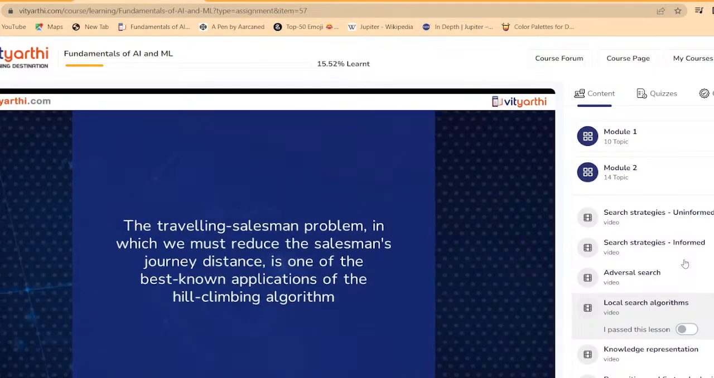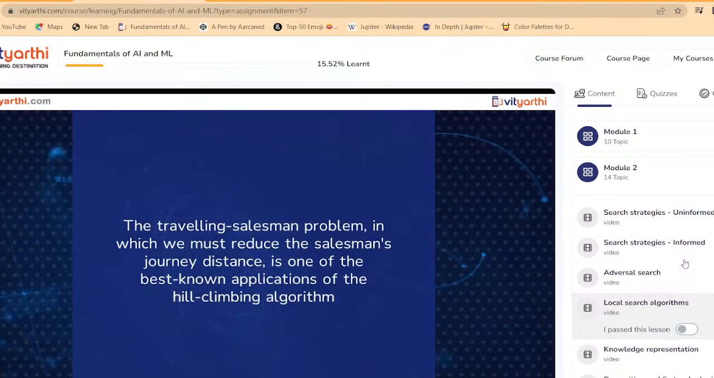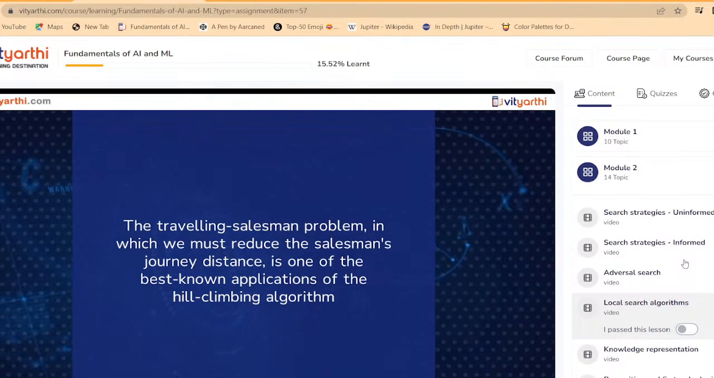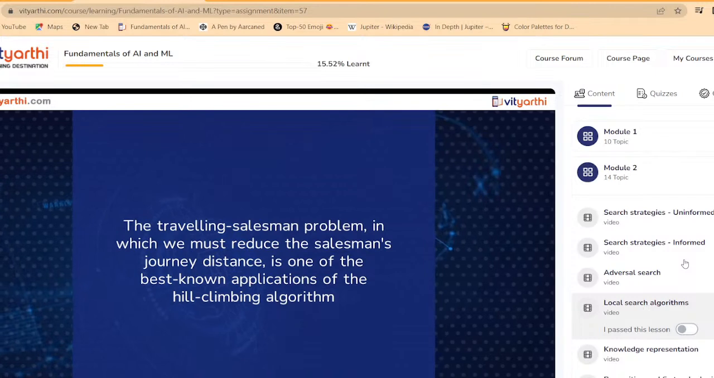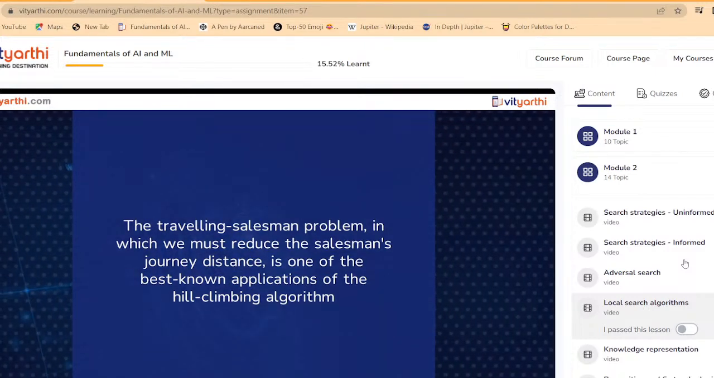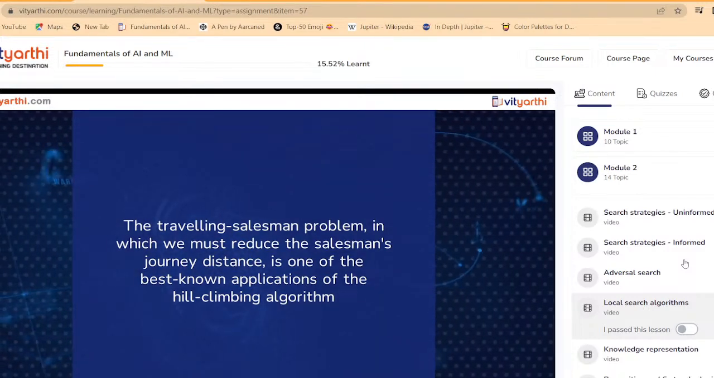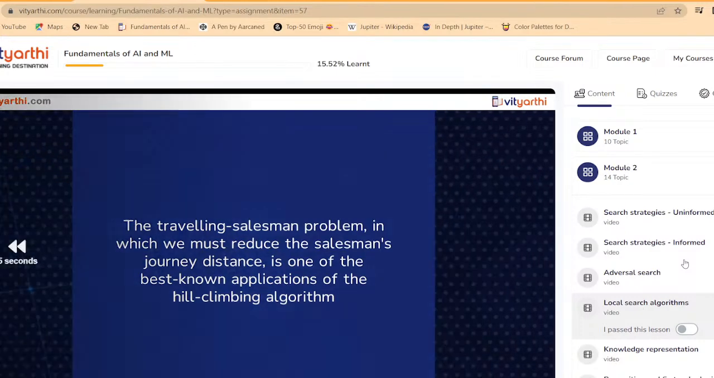The hill climbing algorithm is a method for solving mathematical optimization issues. The traveling salesman problem, in which we must reduce the salesman's journey distance, is one of the best known applications.